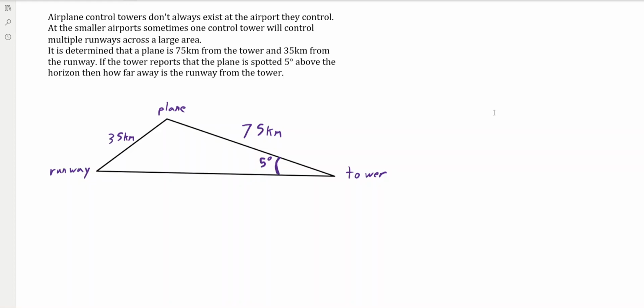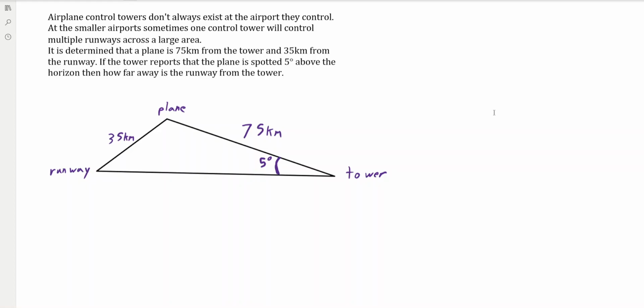Alright, so here's the question. Airplane towers don't always exist at the airport that they control. At some smaller airports, one control tower will control multiple runways across a large area. So, for example, my understanding is that Edmonton is actually kind of like a hub where we control runways in northern Alberta. Not all of northern Alberta, but the smaller runways up there. If that's wrong, then sue me, but that's my understanding.